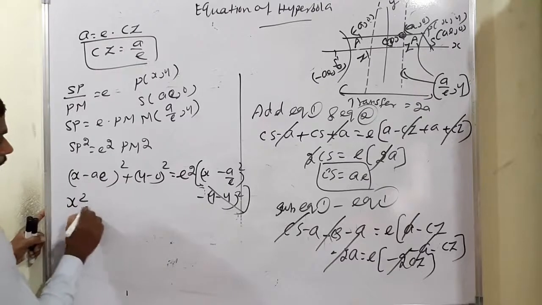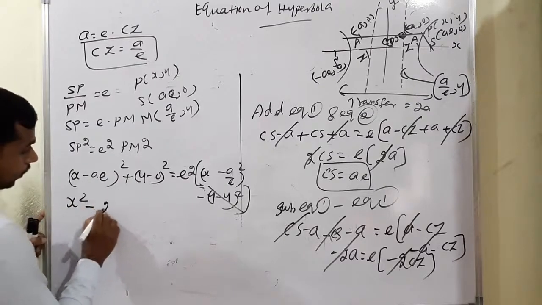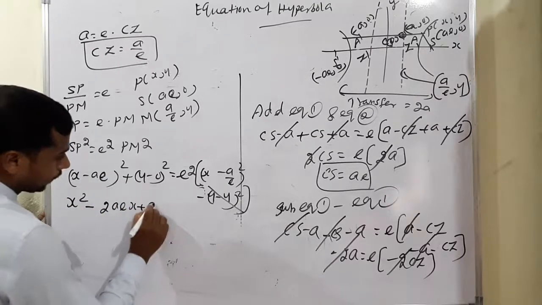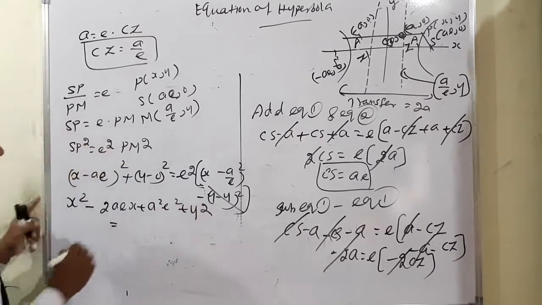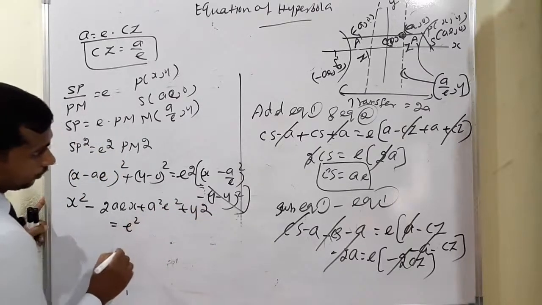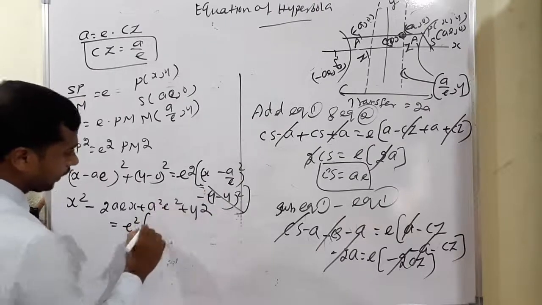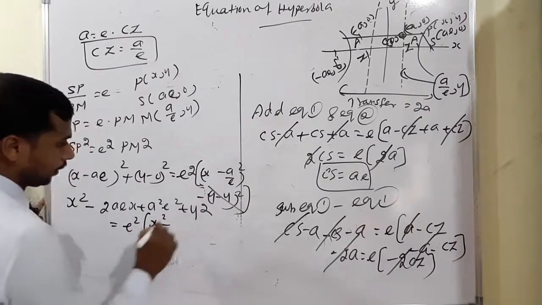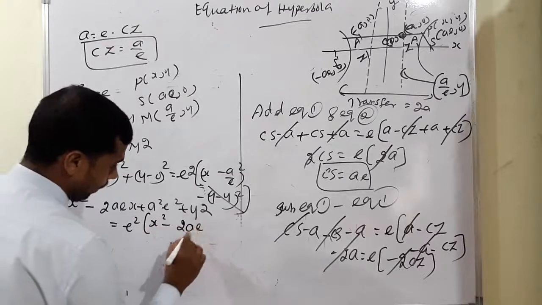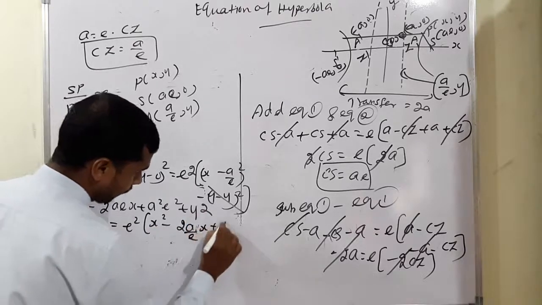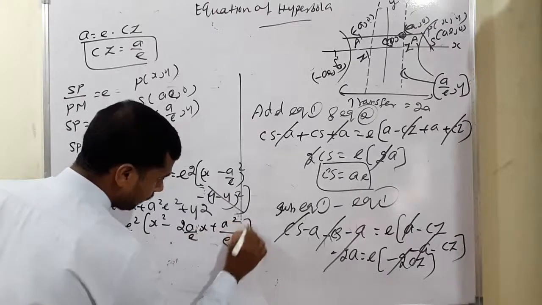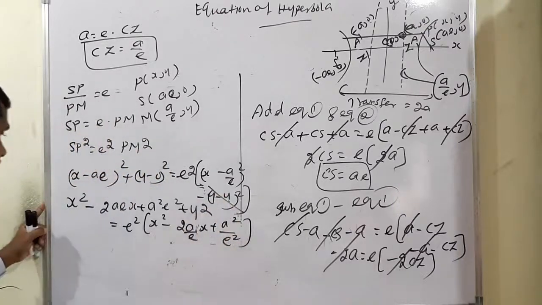So, we can write it x square minus 2aex plus a square e square plus y square is equal to e square, as it is inside again, x square minus 2a by e into x plus a square divided by e square. Second term y minus y, we can cancel it.